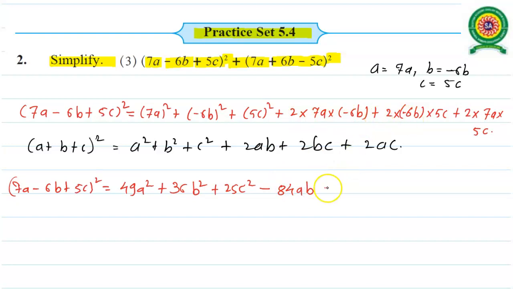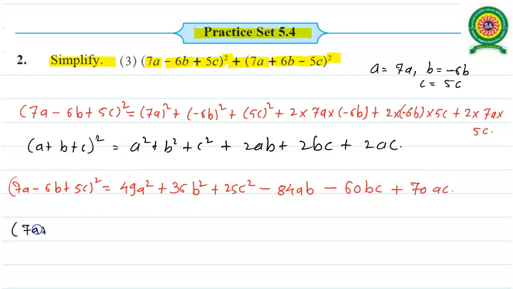Then again plus-minus we have a minus: 6 2s are 12, 12 5s are 60 times b into c. Then we have plus 7 2s are 14, 14 5s are 70 times a into c. So this is the expansion for the first bracket. Now be focused on the second bracket.